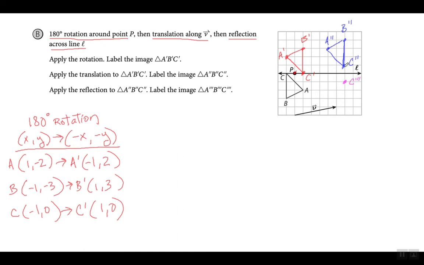B double prime is 1, 2, 3, 4 units above line L. Let me make sure I counted that right. 1, 2, 3, 4. Yeah. If I reflect it, it's got to be 1, 2, 3, 4 units below. And again, B triple prime. And A double prime is 1, 2, 3 units above. So if I reflect it, it's got to be 3 units below. And now I'm done.